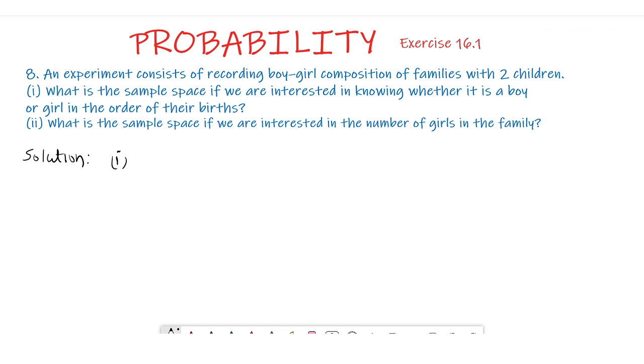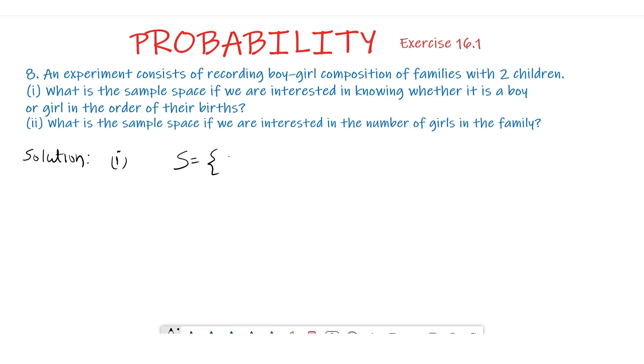We are going to solve part 1 of the question. We have been asked the sample space for knowing the number of boys or girls in order of their birth in a family of two children. So the family may have both boys, or first boy and second girl, or first girl and second boy, or both the children are girls. So our sample space will be like this.